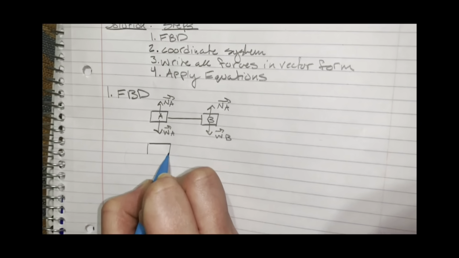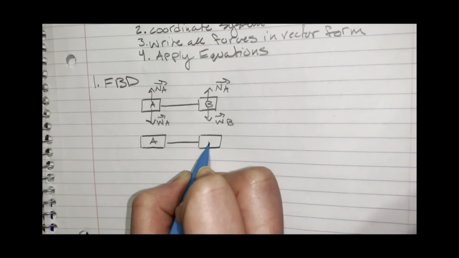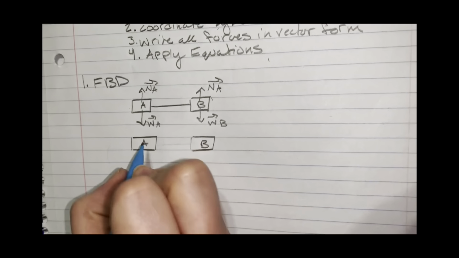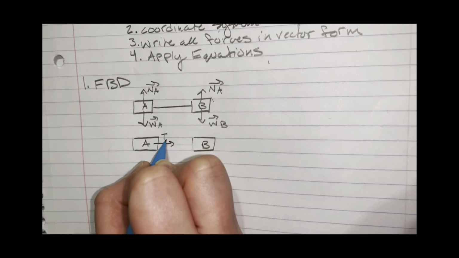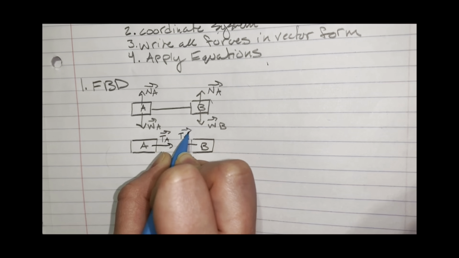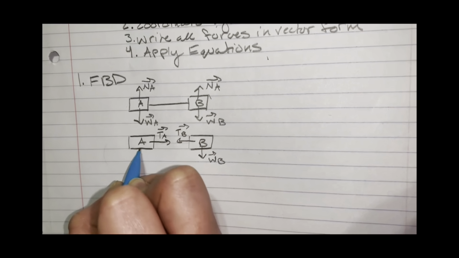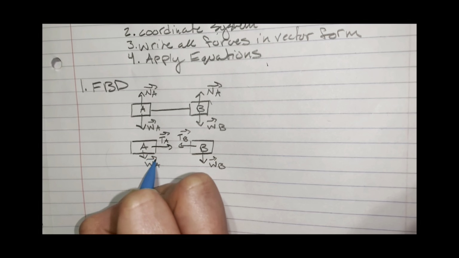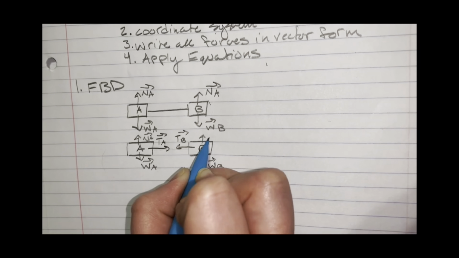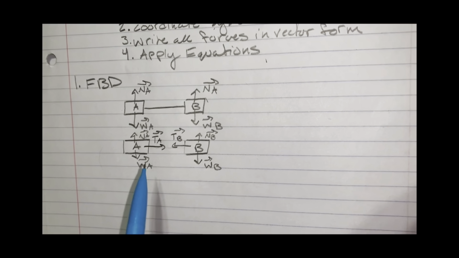And when you have the tension of the cable, we have our 2 masses, and here we have tension A and tension B. And these also have our weight forces and our normal forces. And that is it for what we need to find and the first step of this problem.